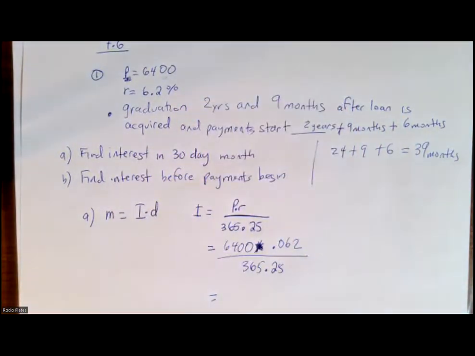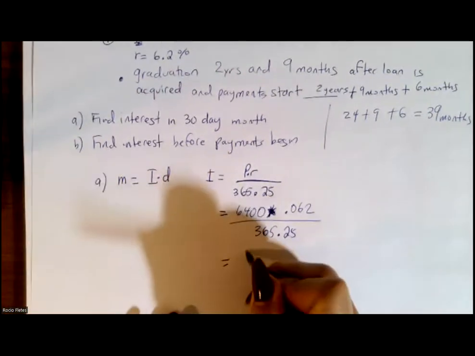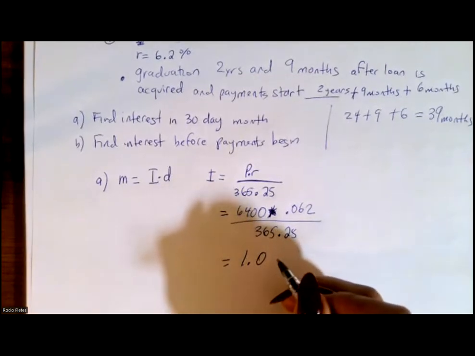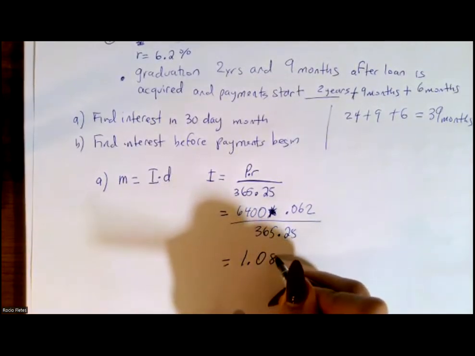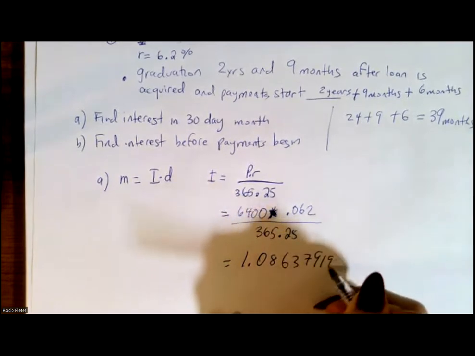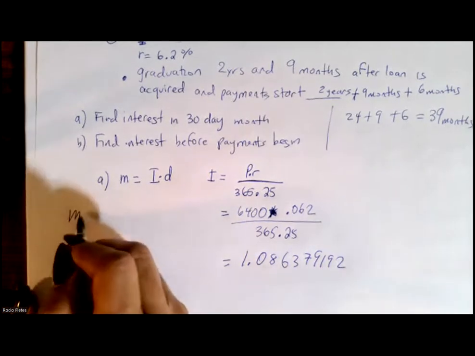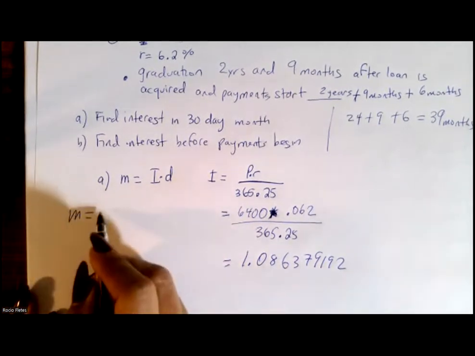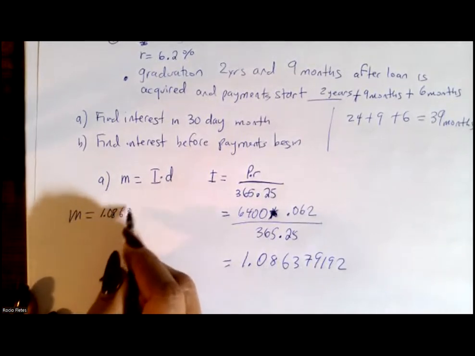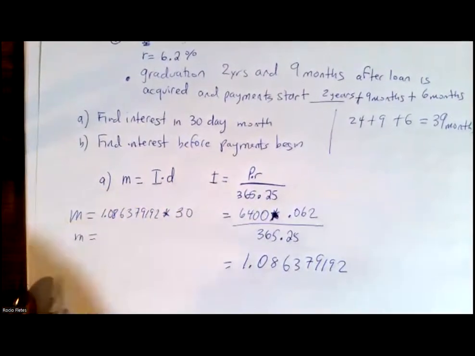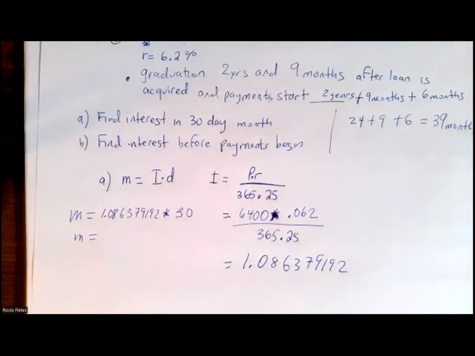And we don't want to round yet. Remember, we don't round intermediate answers unless we are told to round them. You want to write the whole thing. So it's 1.086379192. That's for the I, right? And so to get M, you're just going to do M is equal to I, which is this number, 1.086379192, times 30 because it's 30 days. And so when you multiply times 30, then you're going to round, okay?